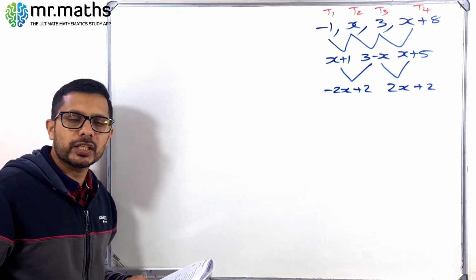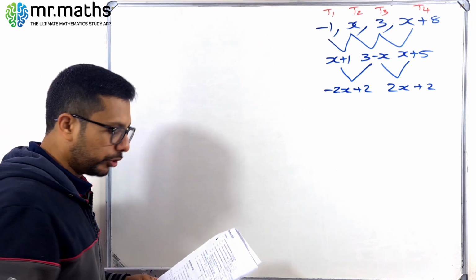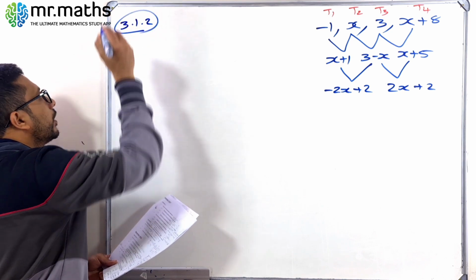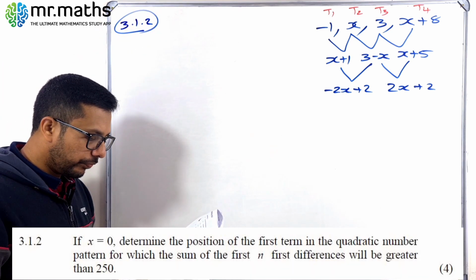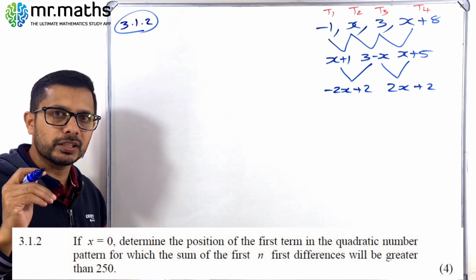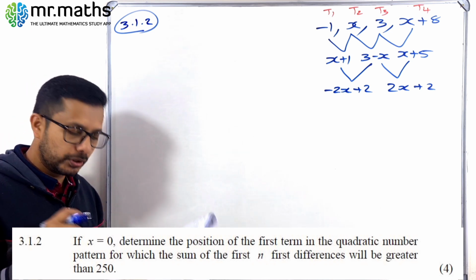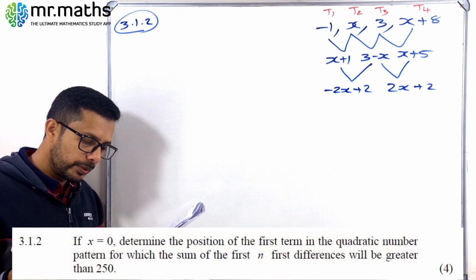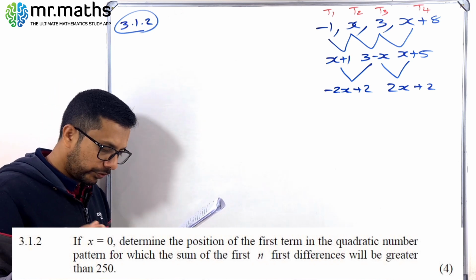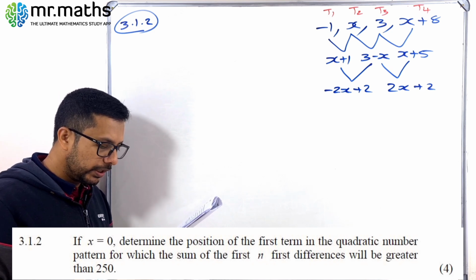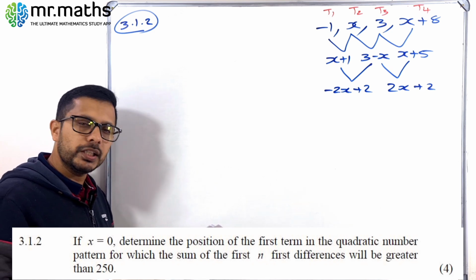Okay, now let's move to the next question, question number 3.1.2. What is that question? If x is equal to 0, so here you can see that the answer of the previous question is now given. If x is equal to 0, determine the position of the first term in the quadratic number pattern for which the sum of the first n first differences will be greater than 250.